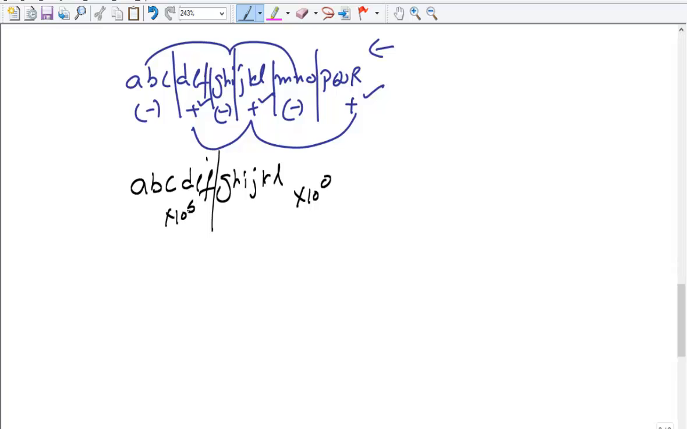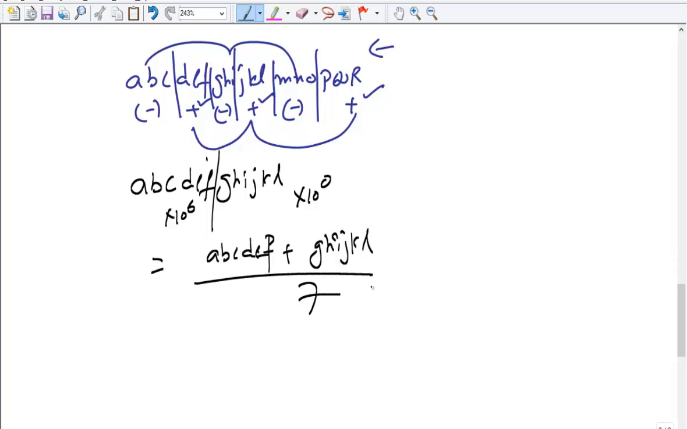So 10 power 0 remainder is 1, as well as 10 power 6 remainder is also 1. So it means the number is ABCDEF plus GHIJKL by 7. If you are comfortable with this one, and then if you just want to add only digits, then this one. If you want to see that okay, addition and subtraction both are taking the same time for me, then you have the flexibility.